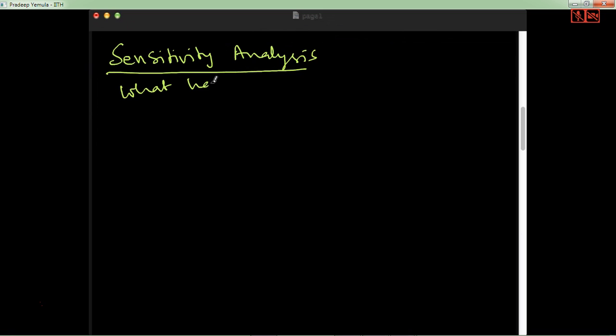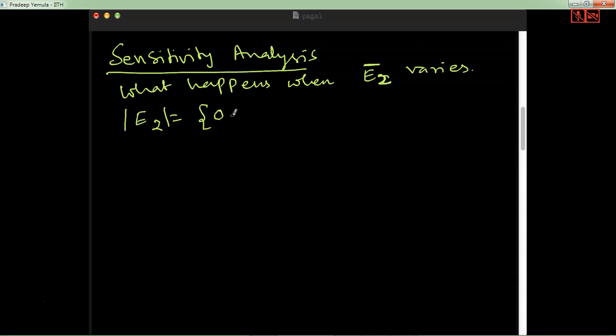So what happens when E2 varies? E2 complex number varies. Okay, so let us consider E2, this is the magnitude of E2. Let's say we can take 0.8, 0.9, 1.0, 1.1, 1.2. Of course you can take different values also. So the idea is below 1 I am taking some values, above 1 also I am taking some values.